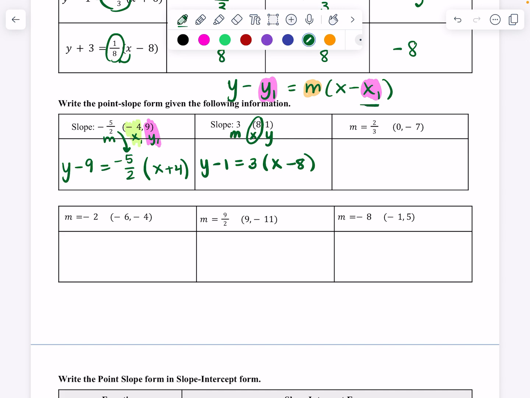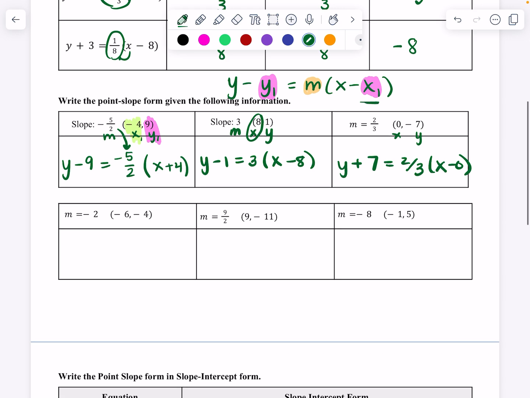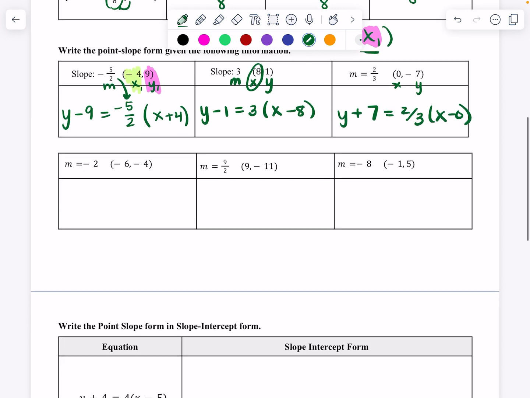Last one, you try. Push pause on this video, and then push play when you're ready to check to see if you did it. I'm going to write these bottom ones pretty quickly here. If you want to push pause and try all these, and then turn it back on to see how you did.